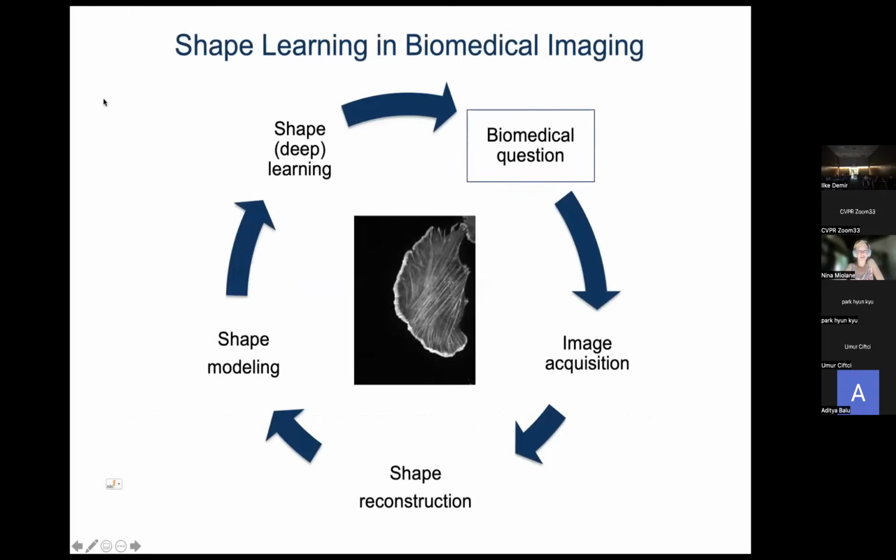So to conclude, this is the type of pipeline that we're interested in in our lab. We want to do shape learning in biomedical imaging. I've explained how shape modeling gives rise to performing operations on exotic data spaces that are manifolds, and therefore how statistical learning, machine learning, and deep learning can be generalized to these spaces if you want to do shape deep learning.